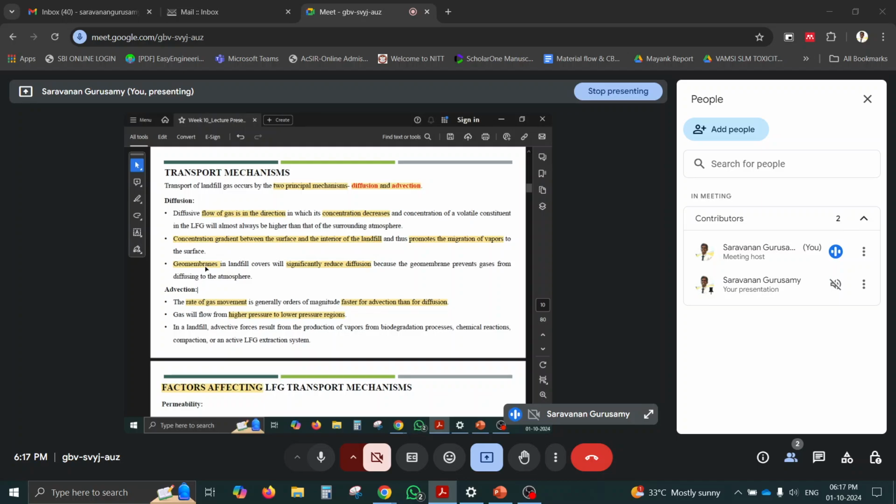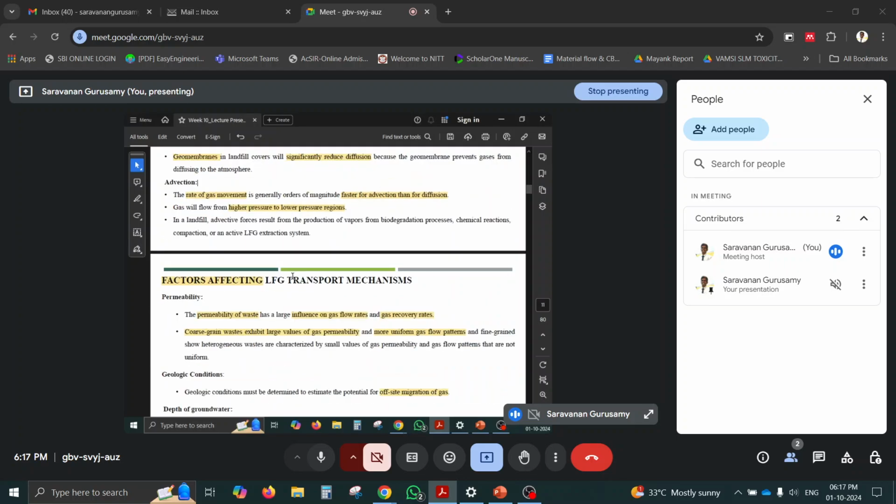Then advection. Advection is the rate of gas movement that is generally an order of magnitude faster compared to diffusion, because whenever we apply some pressure, or due to some atmospheric pressure difference, from high pressure to low pressure region, the gas will flow. That process is called advection. The rate of advection will always be greater than the diffusion mechanism.